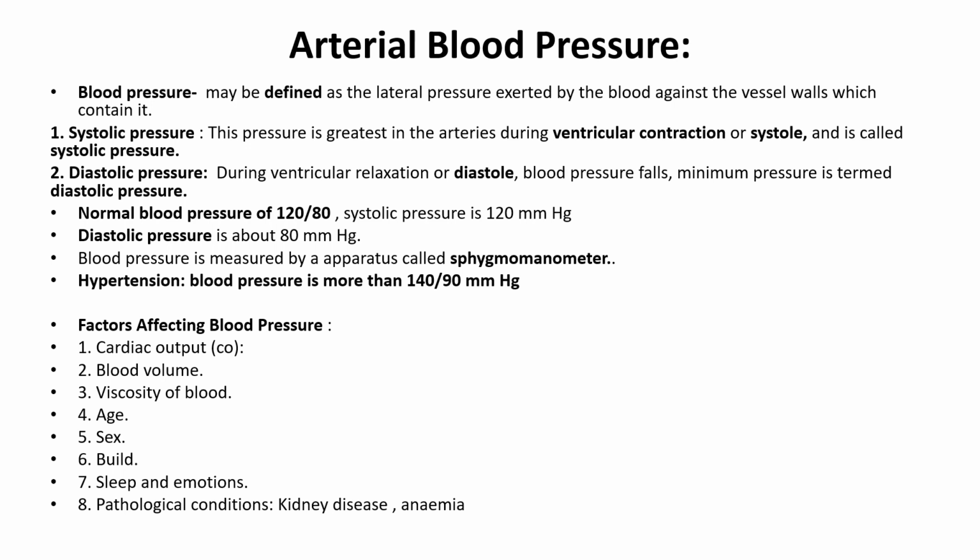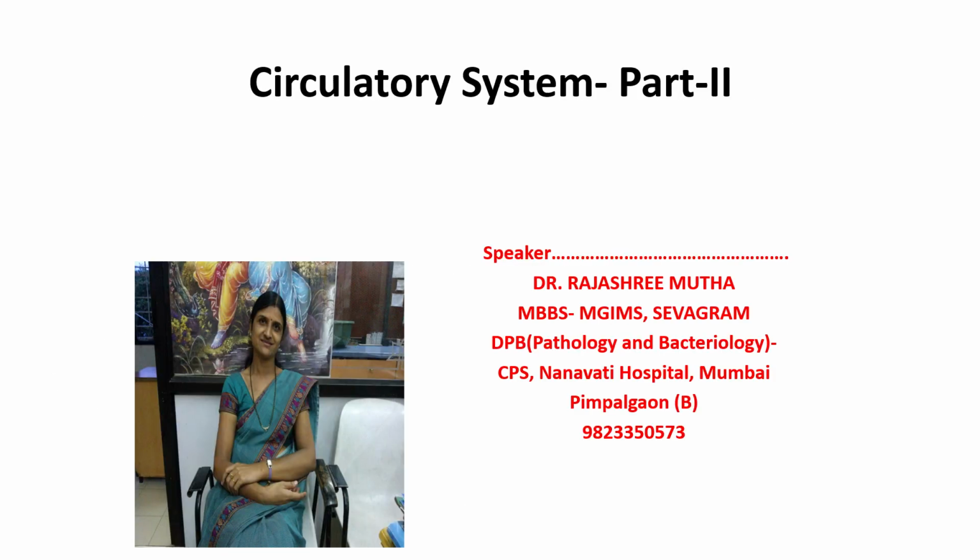Blood pressure is measured by an apparatus called a sphygmomanometer, and when blood pressure is more than 140/90 millimeters of mercury, it is called hypertension. There are a few factors which affect blood pressure: cardiac output, blood volume, viscosity of blood, age, sex, build, and sleep and emotion. And in pathological conditions, it is kidney disease, anemia, or high levels of cholesterol and triglycerides in the blood, that is obesity. Let's study the circulatory system part 2.